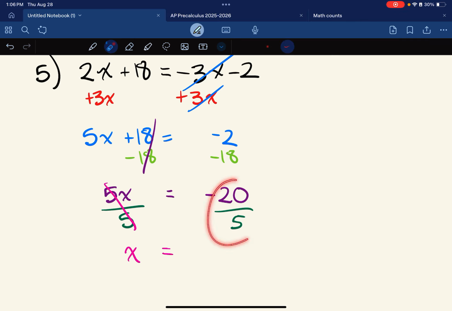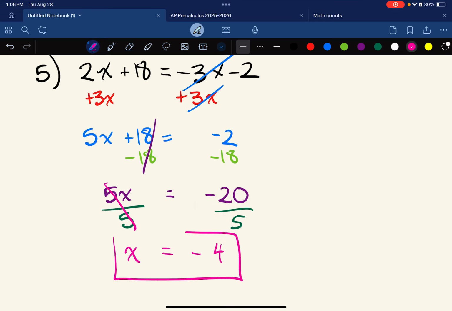Therefore, we're done. The answer is whatever this is. I'm going to ignore the sign for a sec. 20 divided by 5 is just 4. A negative divided by a positive is a negative. Therefore, the final answer is negative 4.